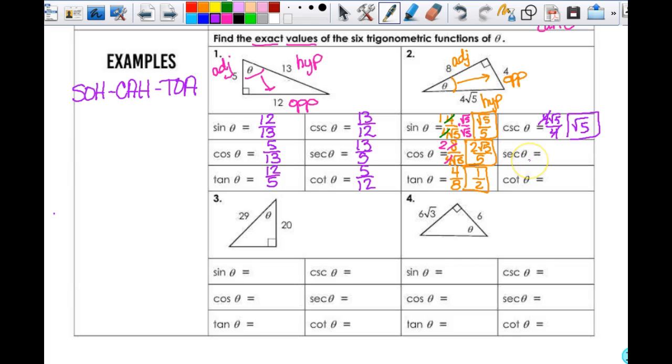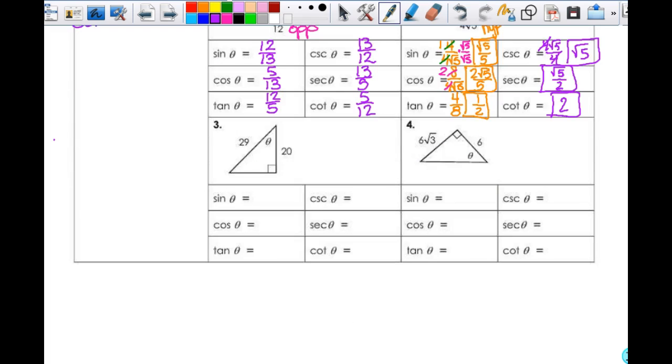So secant is the reciprocal of cosine. If I take this reciprocal, I'm putting the square root in the denominator. That's bad. But here, I take the reciprocal, I get square root of 5 over 2, and I'm done. Cotangent of theta is the reciprocal of tangent. What's the reciprocal of 1/2? 2. I'm done. Okay, everybody okay with all that? We good? All right, we're going to do number 4 just to make sure we really are good with this.